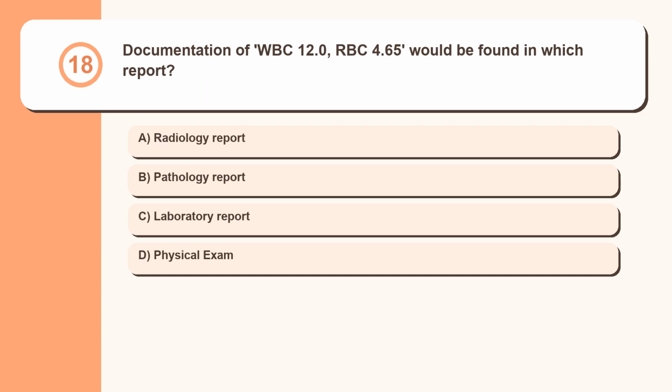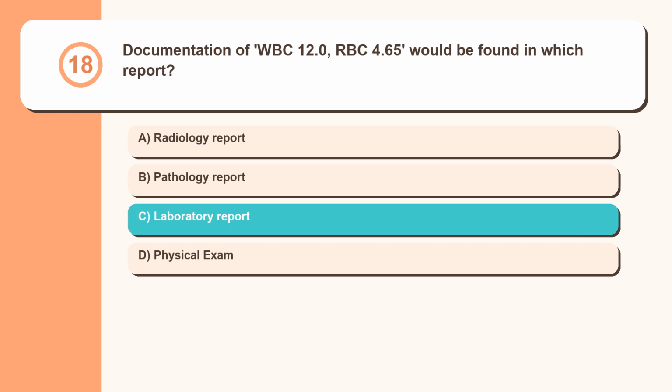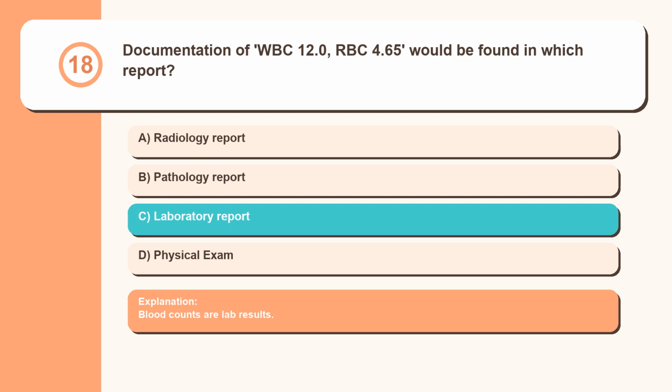Question 18. Documentation of WBC 12.0, RBC 4.65 would be found in which report? Radiology report, pathology report, laboratory report, physical exam. Blood counts are lab results.